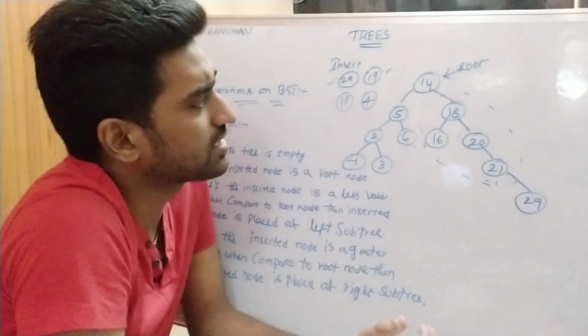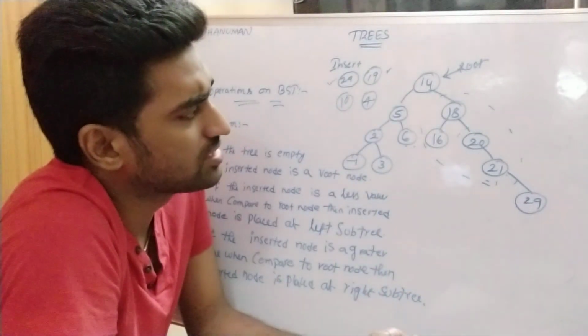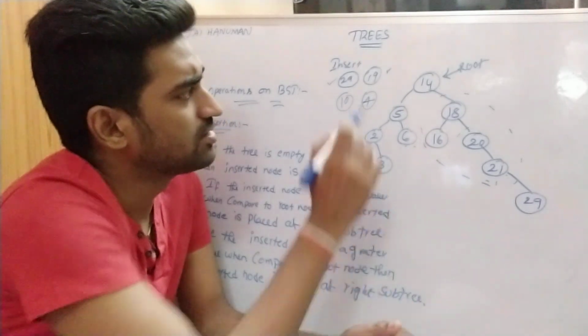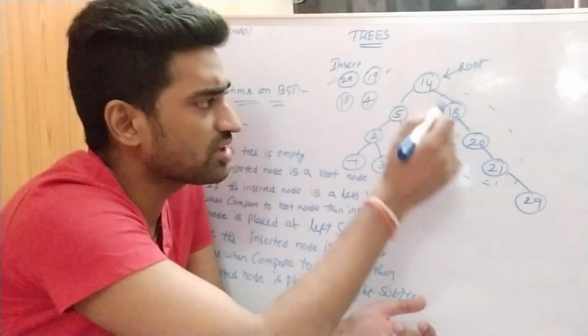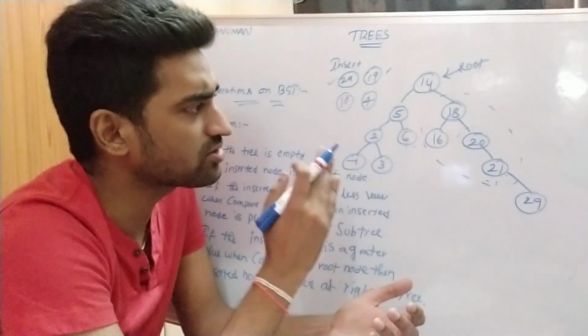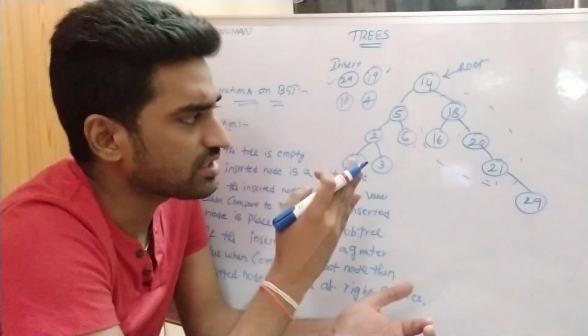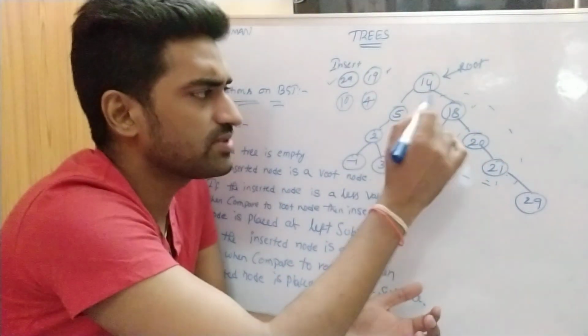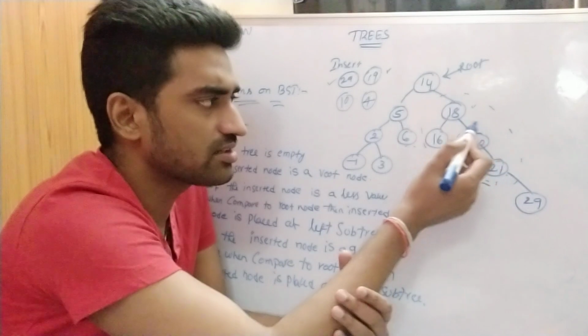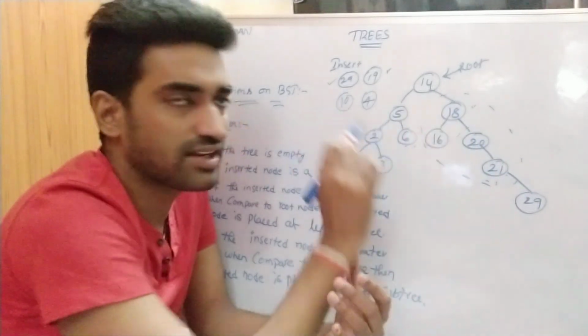So 19 is greater than 14, right? So obviously we can place that in the right subtree. For the right subtree, what is the root? 18. So when compared to 18, 19 is the greater element. Obviously we can place that in the rightmost position of the right subtree.